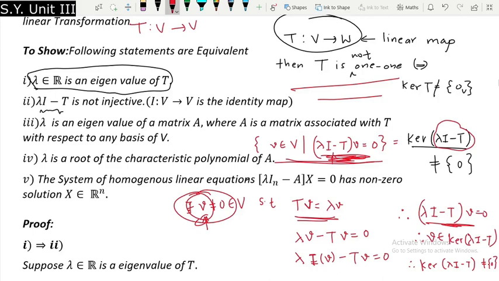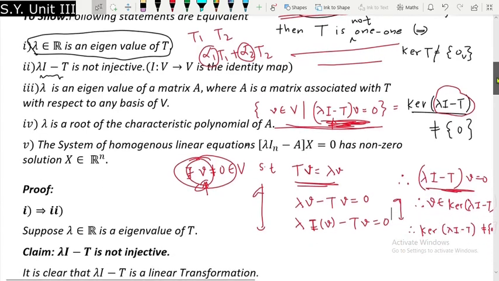But the question is, is lambda I minus T a linear transformation? Then we can use this theorem, right? And that is very easy. It is a linear transformation, because whenever you have T1 and T2 to be linear transformations, remember the linear combination is always a linear transformation. I mean alpha 1 T1 plus alpha 2 T2 will be a linear combination only, where alpha 1 and alpha 2 are some constants, some real constants you can say. So therefore this lambda I minus T is a linear transformation also, and since this is happening, we can say that lambda I minus T is not injective. So let us see the proof in detail.